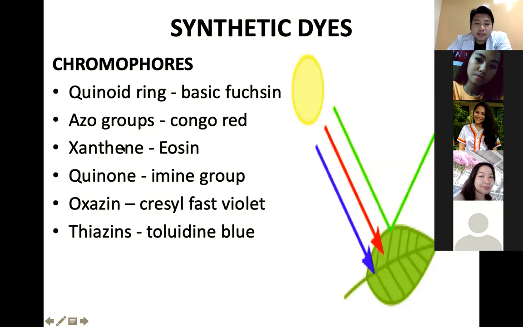Okay, so these are the different types of chromophores for the different types of stain. For the acid fuchsin, we have the quinoid ring. This is its chromophore. Congo red, we have the azo group. Xanthene for eosin. Quinone imine group for the imine group. And oxazine for our cresyl fast violet. And thiazine for our toluidine blue.